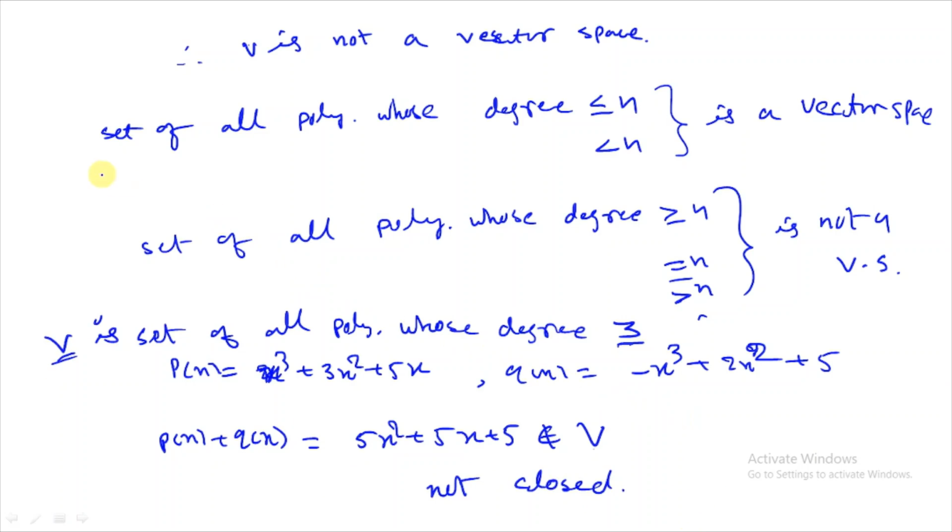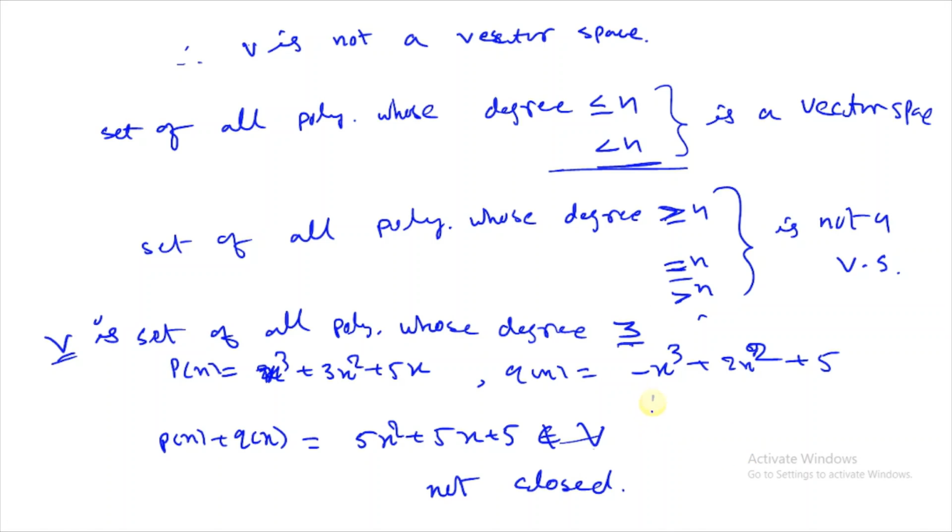Now remember this for polynomials: the set of all polynomials of degree less than or equal to n, or less than n, is always a vector space. But more than n, or exactly some n, like the set of polynomials whose degree is exactly 3, is not a vector space.